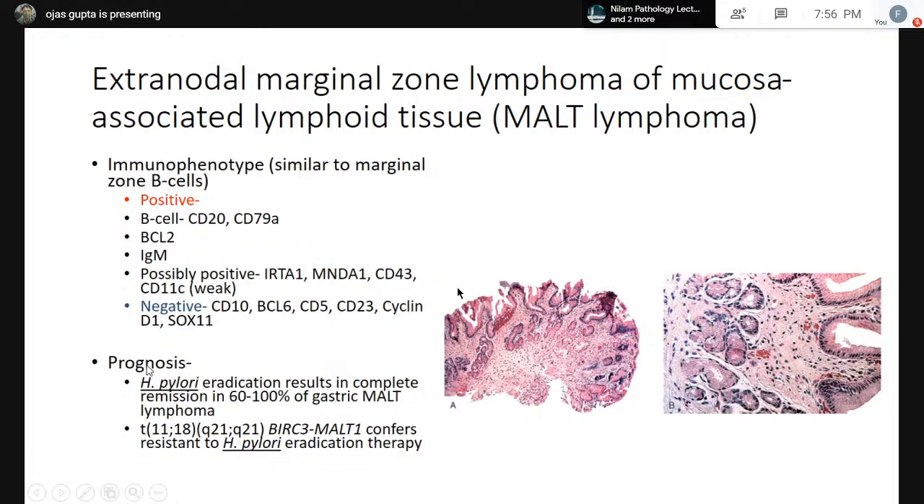So prognosis, H. pylori eradication results in almost complete remission, almost 60 to 100% of the gastric Malt lymphoma. However, the translocation 11;18 confers resistance to this H. pylori eradication therapy. This is a low power view showing gastric mucosa after regression of the marginal zone lymphoma. It shows pale hypocellular lamina propria. And on the higher power view, we can see that lamina propria contains only loose connective tissue, fibroblasts, and rare lymphocytes. So we can see that the response to the therapy is very good.